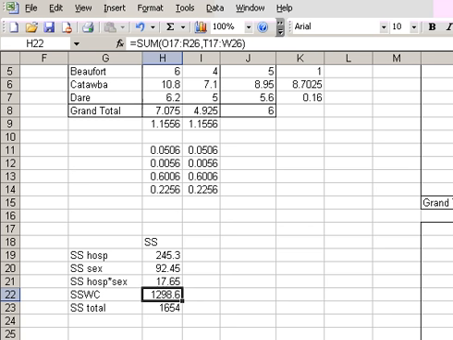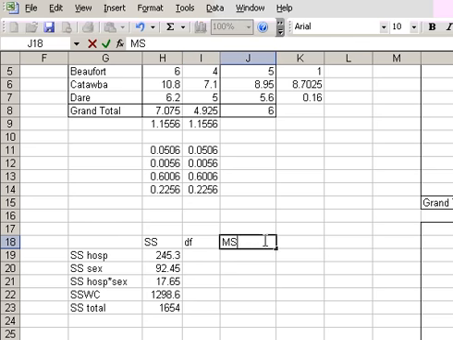Now that we've calculated all the sums of squares necessary for the factorial analysis of variance, we can proceed to actually carry out the F-tests. Here we'll put degrees of freedom. Here we'll put the mean squares. Here will be the F-test, and here will be the probability of the F's.